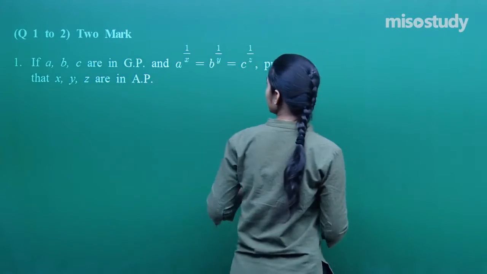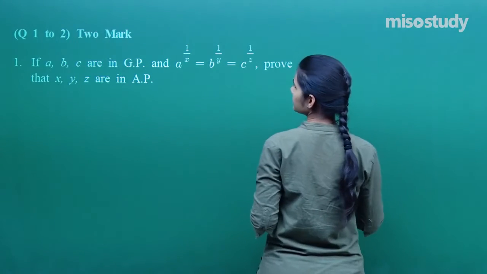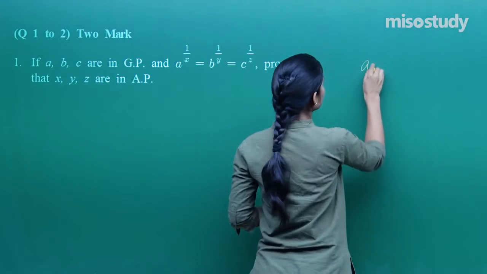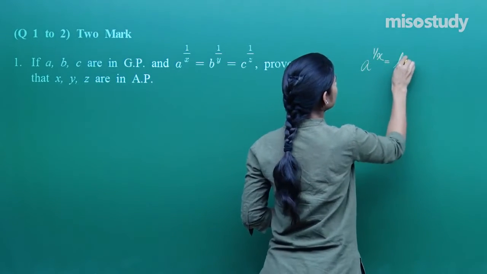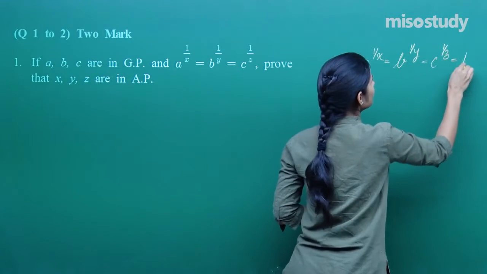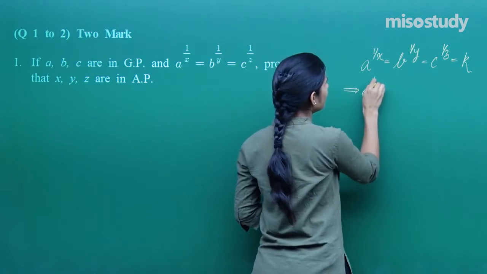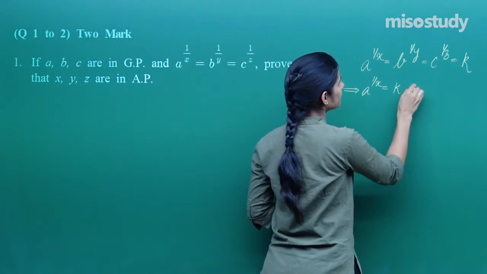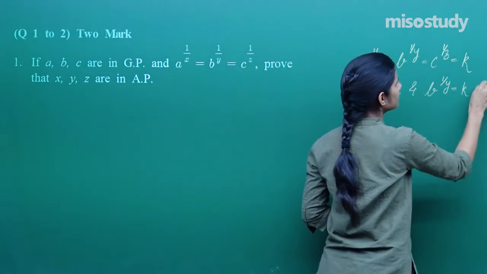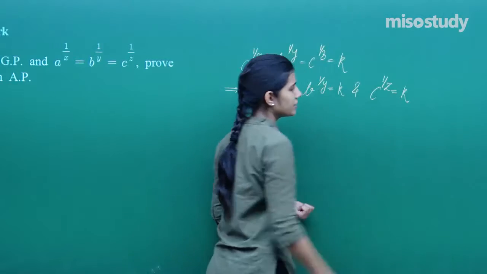So we have a, b, c in GP, and we have to show x, y, z is in AP. I am given that a to the power 1 by x equals b to the power 1 by y equals c to the power 1 by z. Suppose all these quantities are equal to k. This implies a to the power 1 by x is k, b to the power 1 by y is k, and c to the power 1 by z is also k.